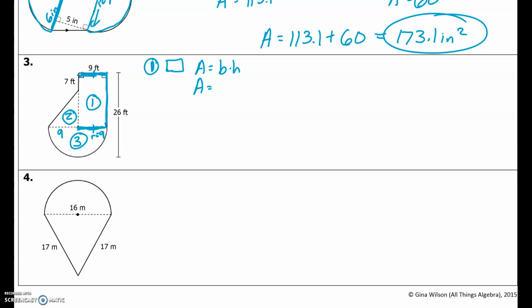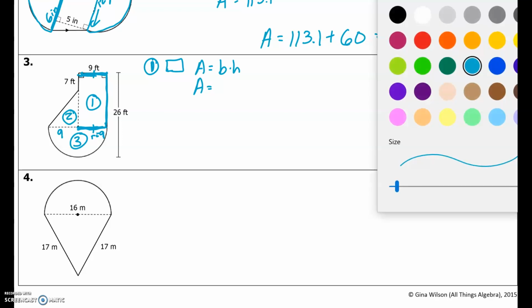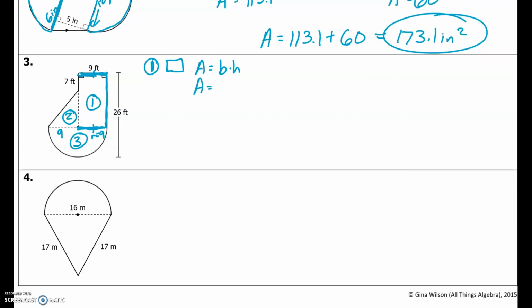Oh, I see it. I'm going to add it in a different color. This part right here is 9. So if I know that this is 9 and I have the entire distance, which is 26, I can subtract 26 minus 9, which would just give me 17. So this distance for the rectangle is only 17, and this is 9.